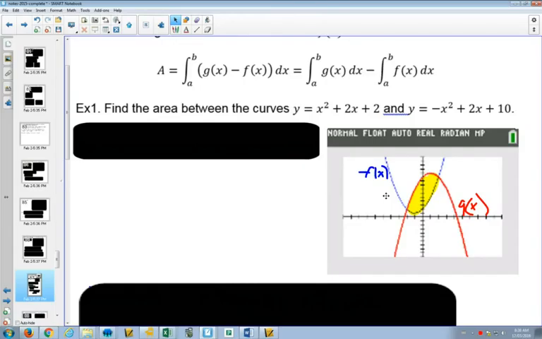So as a possibility, it could have been that the blue one was like this and the red one was like this, and they never intersect and they never have an area between them. But since it says find the area between the curves, it's most likely that you'll have something like this. And you'll be wanting to find this area in between.